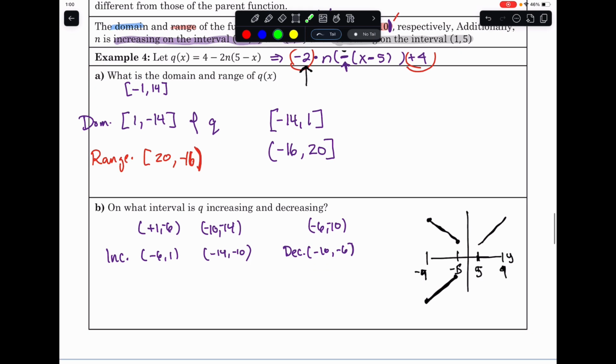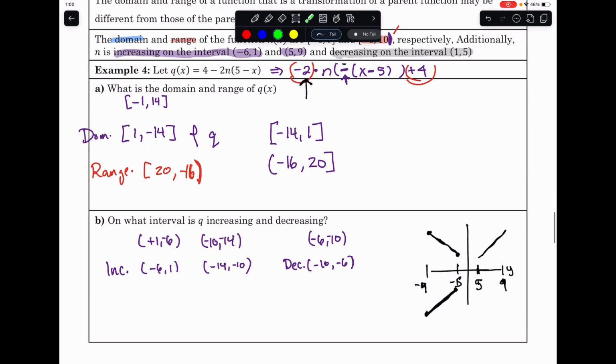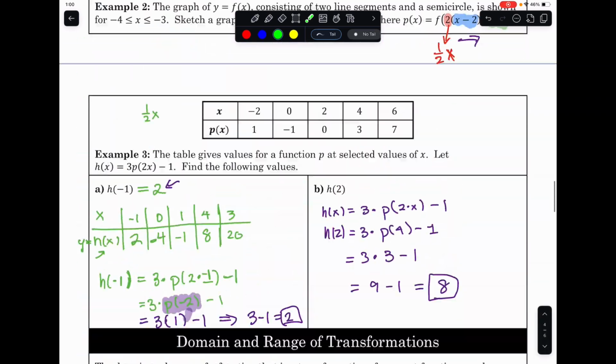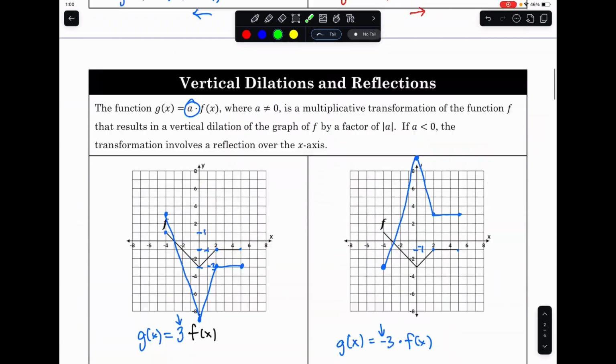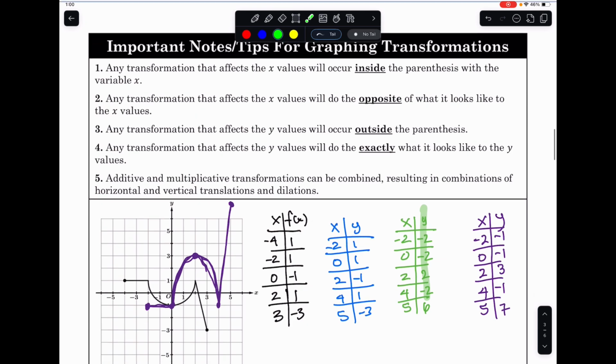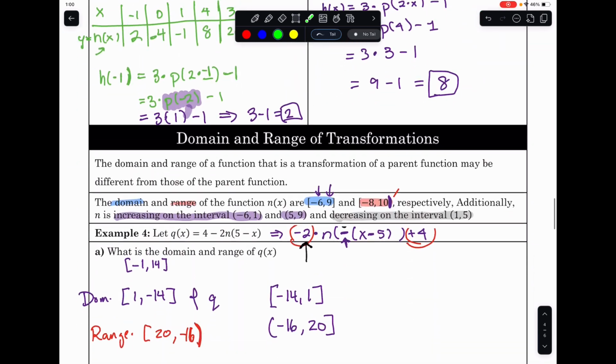Okay, so that concludes our notes for the topic of transformation of functions, which is on 1.12. Sorry, I was trying to get to the top part.